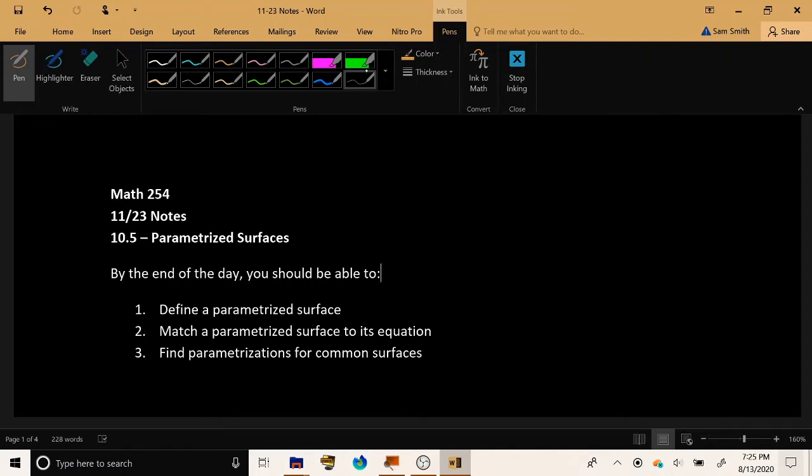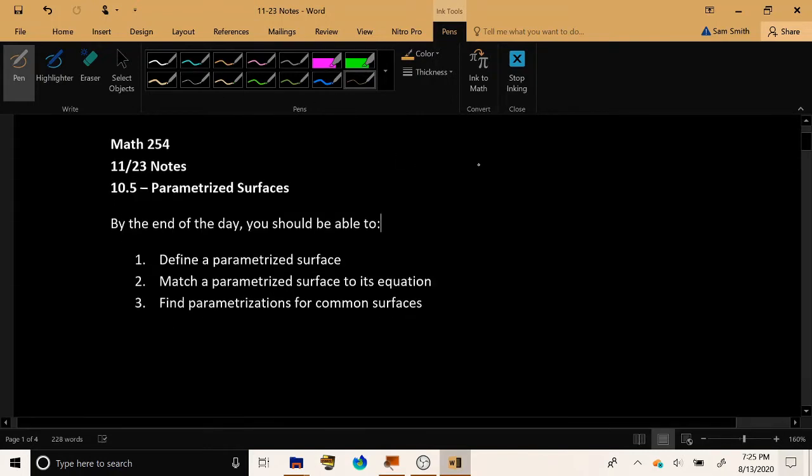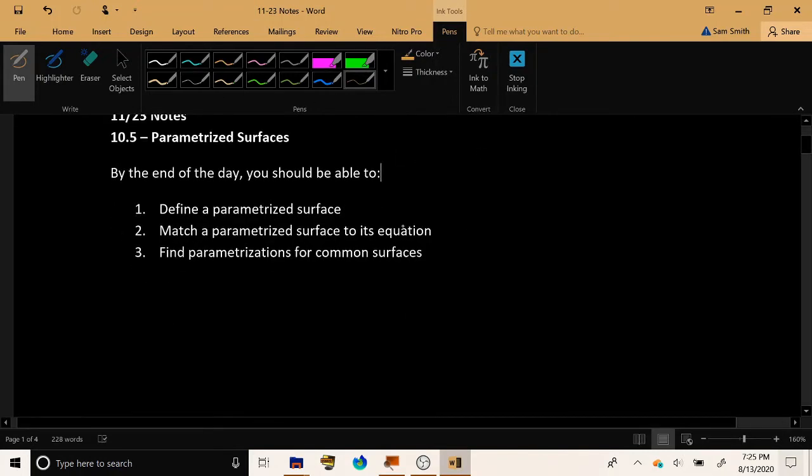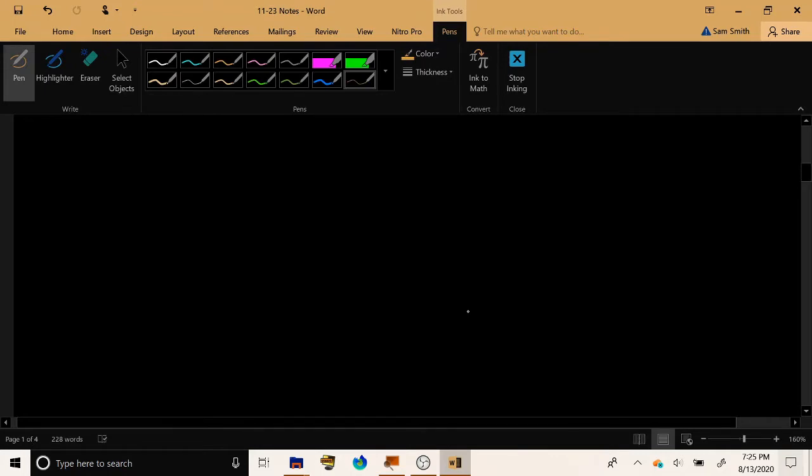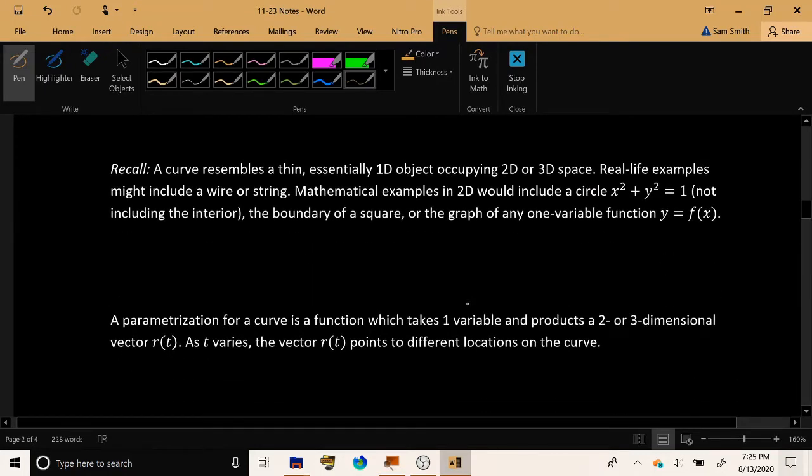I want to take a step back today, and I want to go back to section 10.5. We're leaving chapter 13 for today, and I want to talk about something called a parametrized surface. By the end of the day, we should be able to define a parametrized surface, match a parametrized surface to its equation, and find parametrization for some common surfaces. All right. Now, let's begin with just a discussion.